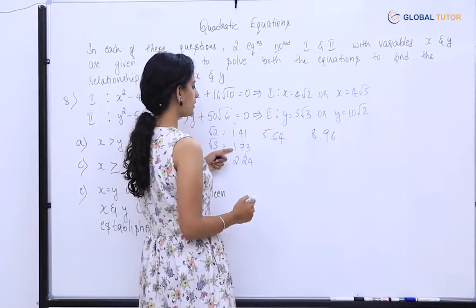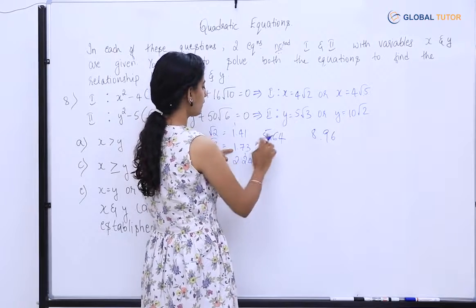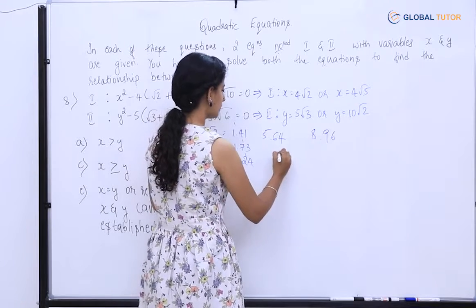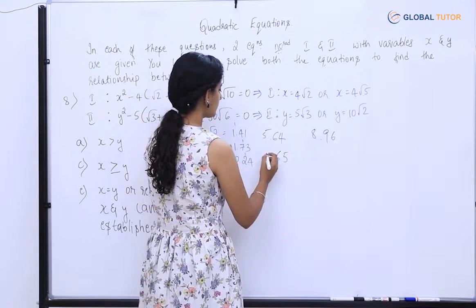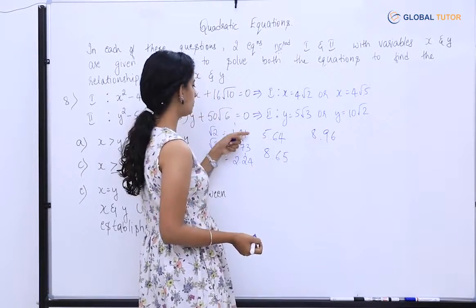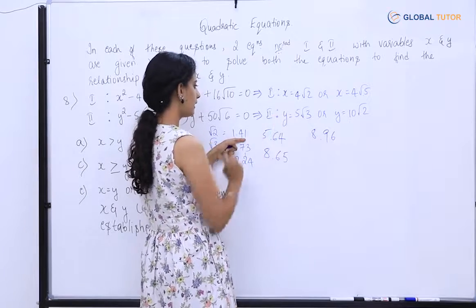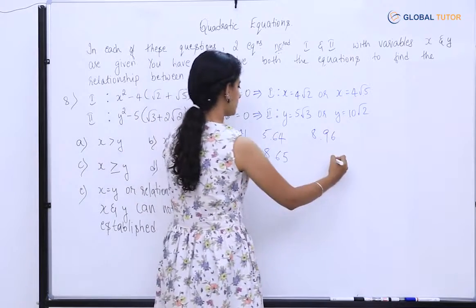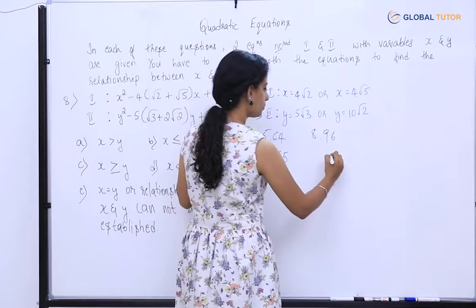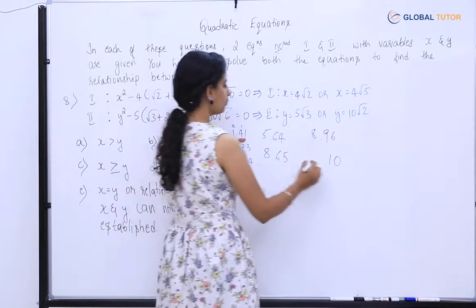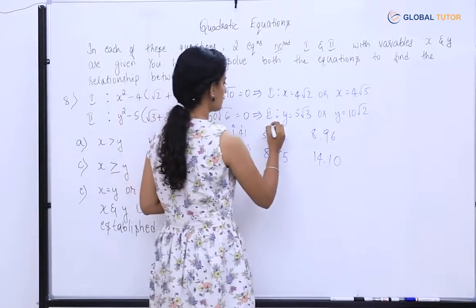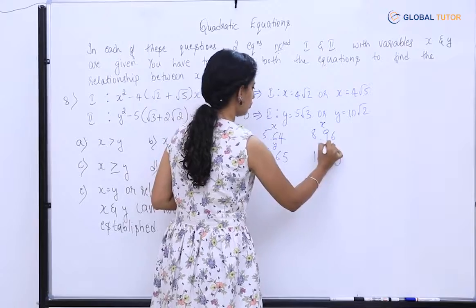Root 3 value is 1.73. I will multiply this with 5. 5 3s 15. 5 7s 35. Plus 1 is 36. 5 1s 5. 5 plus 3 is 8. 8.65. Here 10 root 2. Root 2 value is 1.41. Then I have to multiply it with 10. 10 ones 10. So 0, 1 carry forward. 10 4s is 40. 40 plus 1 41. And then 10 plus 4 is 14. 14.10. So now this is the value of x and this is the value of y.